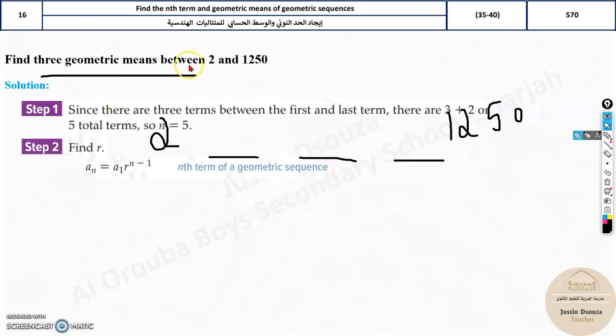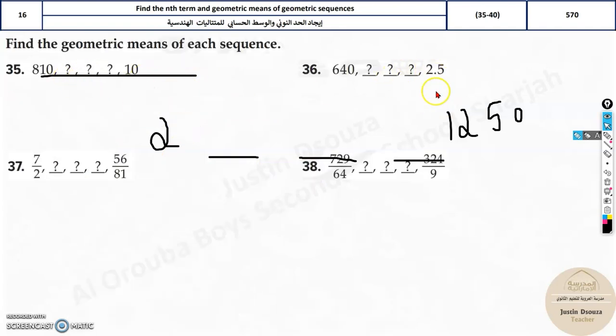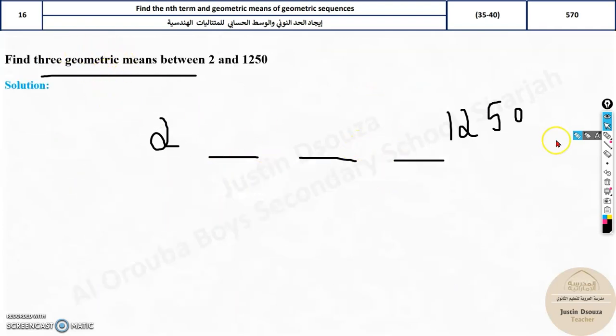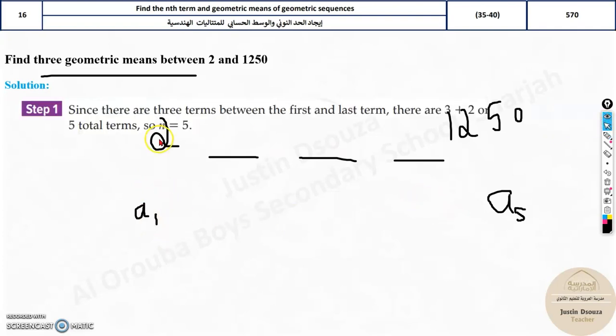In your questions, you might get it like this, or you might get question marks. So over here, you can see there are 3 geometric means. Over here also, they have asked for 3 geometric means. Now, this is your starting term, or the first term, a1. Since there are 3 geometric means, you can count 1, 2, 3, 4, and 5. So this is your an or a5, and we need to find the remaining terms. But how can you find the terms without knowing the common ratio? It is very simple. You can use the nth term formula.